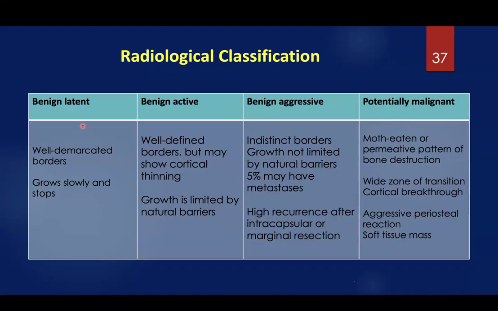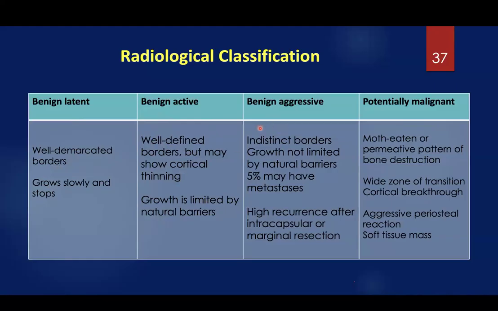Now, benign latent, go back to benign latent. Benign latent is again the geographic or well-demarcated lesion, and it's surrounded by a good rim of sclerosis, slowly growing. Latent means it has been there for a long time and gave the bone enough time to engulf it or to contain it with enough sclerosis. While active, which means a very geographic lesion, but may show cortical thinning, which we call endosteal scalloping. And we described it before as Lodwick type 1B.